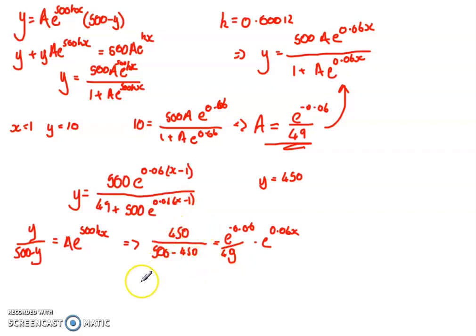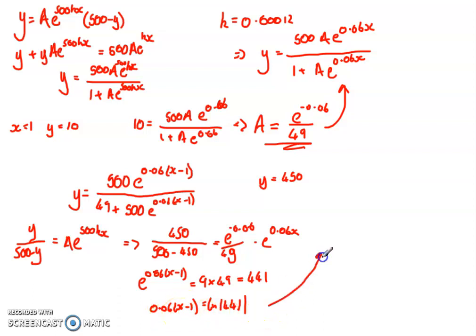What I'll end up getting from that is the e to the 0.06 bracket x minus 1, because I'm going to use my rules of exponentials to simplify this top here. Will end up giving me 9 times 49, which will then be equal to 441. So solving this, I can then say that 0.06 bracket x minus 1 is equal to ln of 441. And then rearrange all this to solve it so that eventually I can get x equals the ln of 441 over 0.06 add 1.